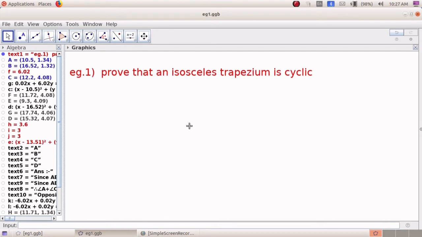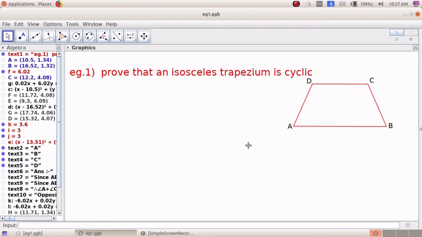If any quadrilateral is to be proved cyclic, we need not draw a circle passing through all its vertices. We need only to show its one pair of opposite angles gives a sum of 180 degrees. And so here also we are going to adopt that method. For this, let us first draw a rough figure of an isosceles trapezium. The figure shows a rough figure of an isosceles trapezium. Let us name it A, B, C, D.